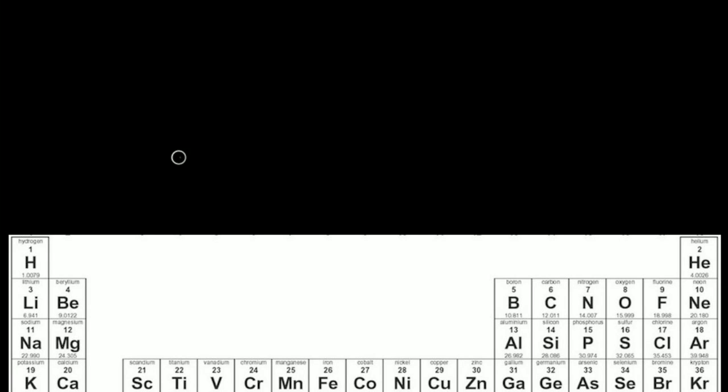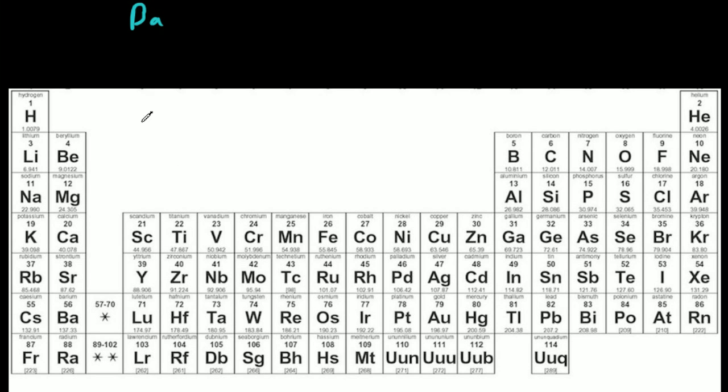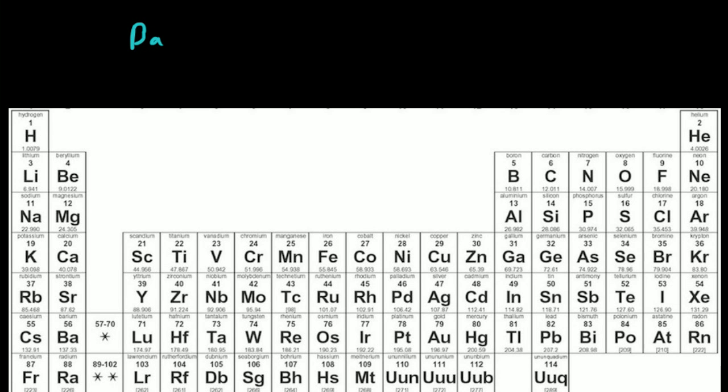Hi and welcome back. So let's use the periodic table in this example to try to figure out how many valence electrons a few different elements have. So let's start out with barium. So barium is a group 2 element. So barium is like all group 2 elements, like all elements that are going to be in this row, it's going to have 2 valence electrons, right?